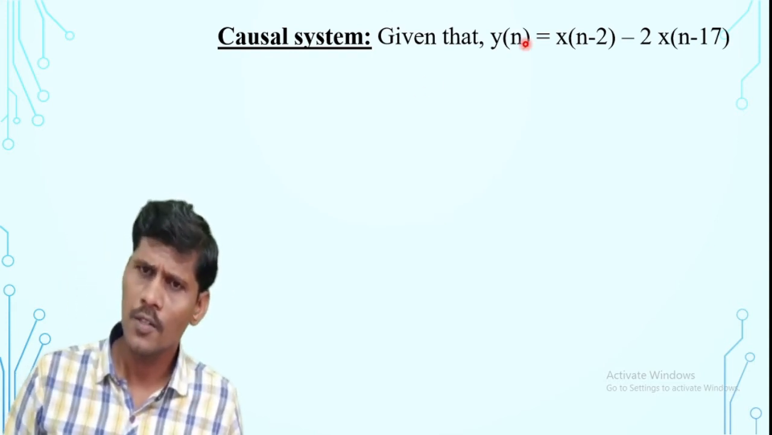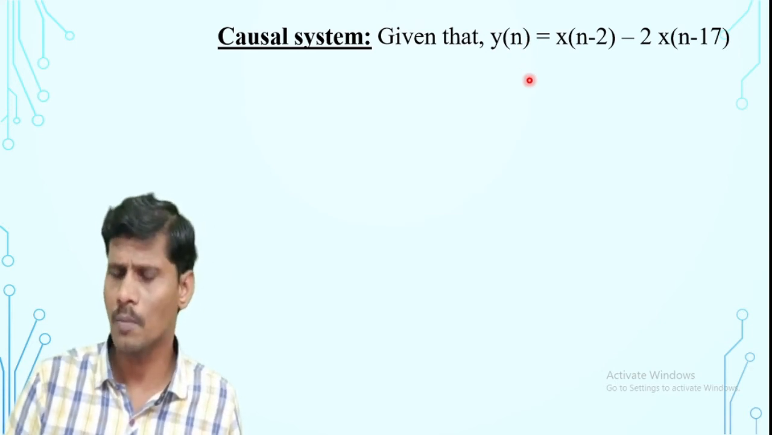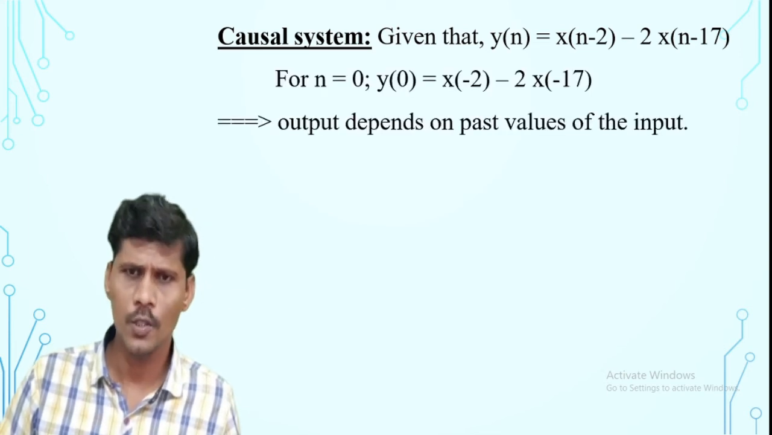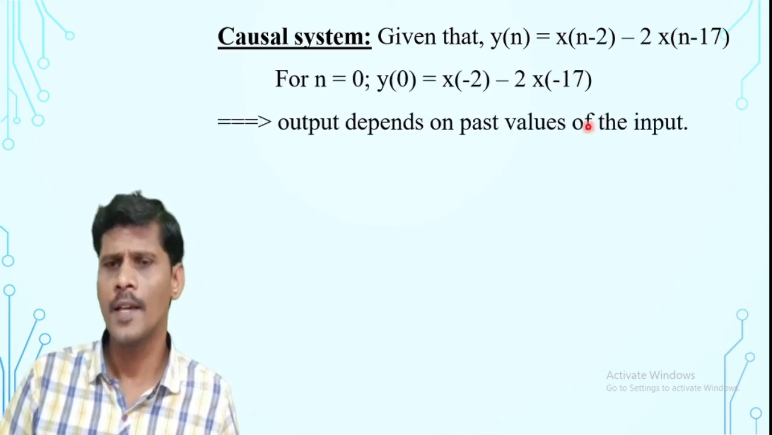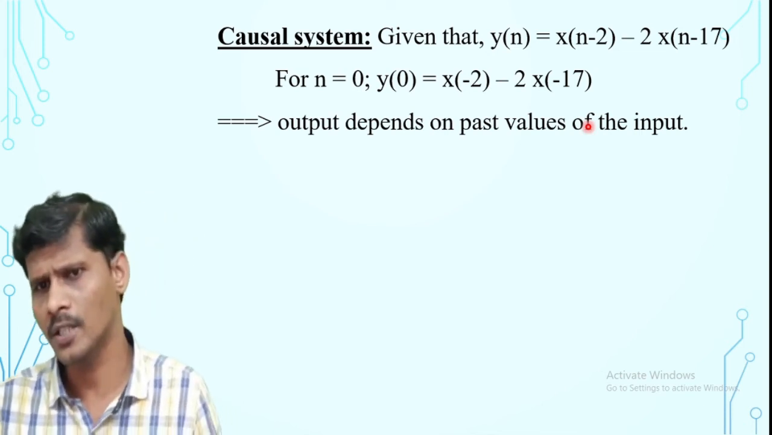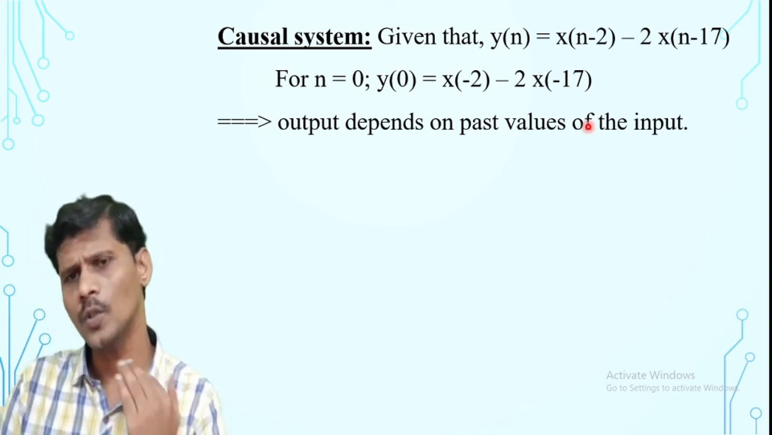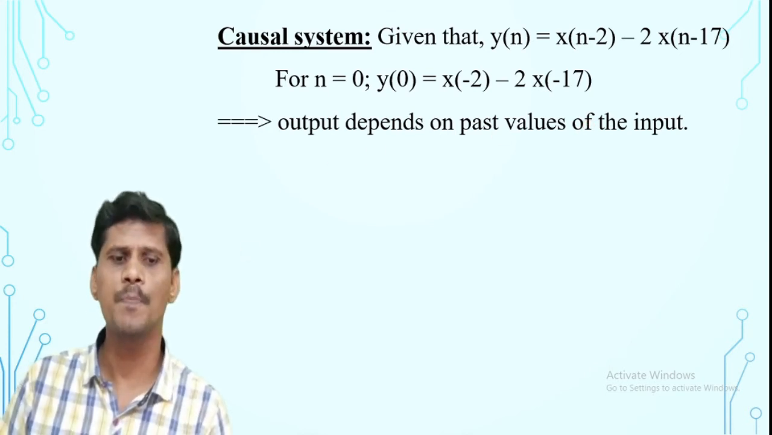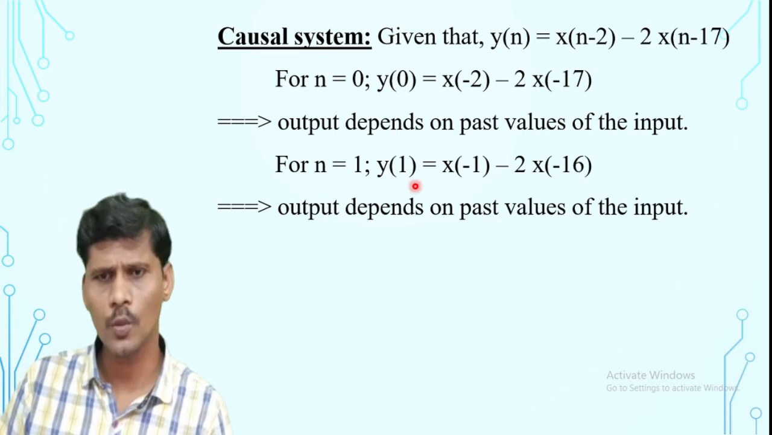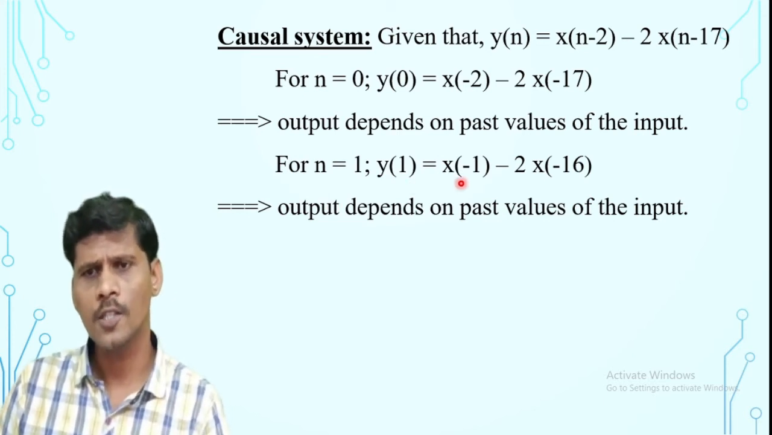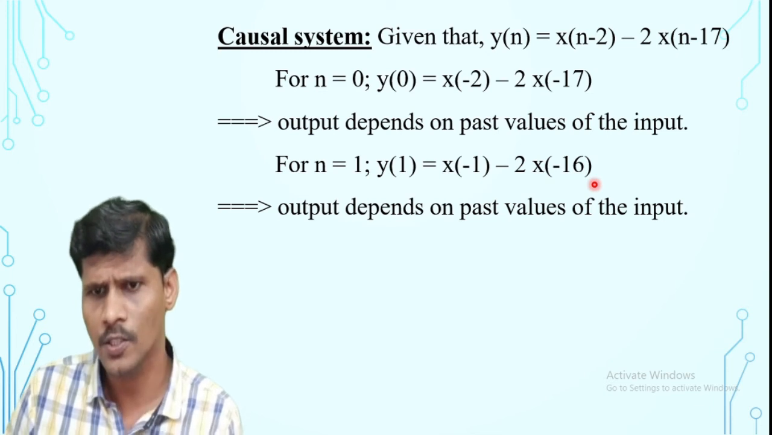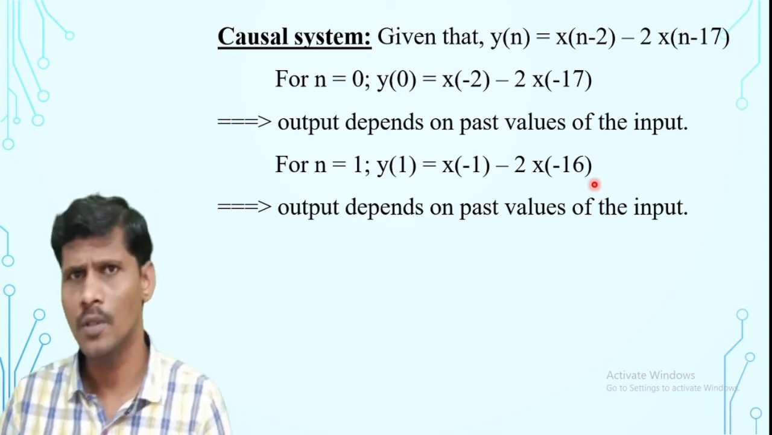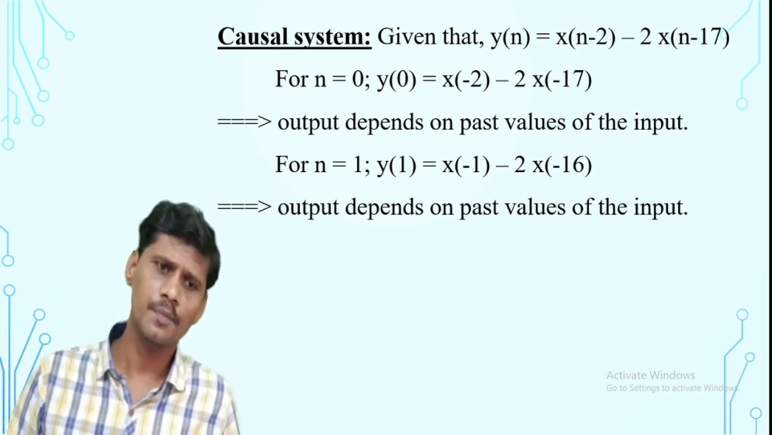In this equation, substitute different values of n from minus infinity to infinity. First substitute n is equal to 0, then y of 0 is equal to x of minus 2 x of minus 17. In this case, the output of the system depends on past values of the input. The condition is satisfied. Next substitute n is equal to 1, then y of 1 is equal to x of minus 1, 2 x of minus 16. Here also, the output of the system depends on past values of the input. The causal condition is satisfied.